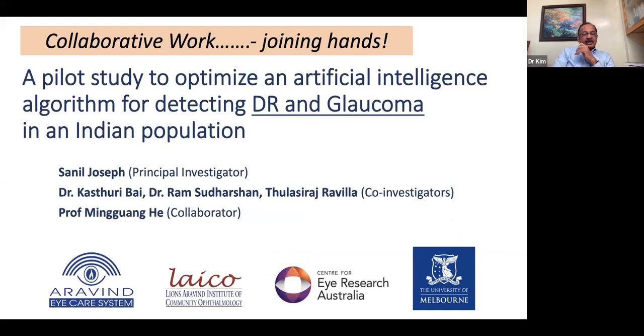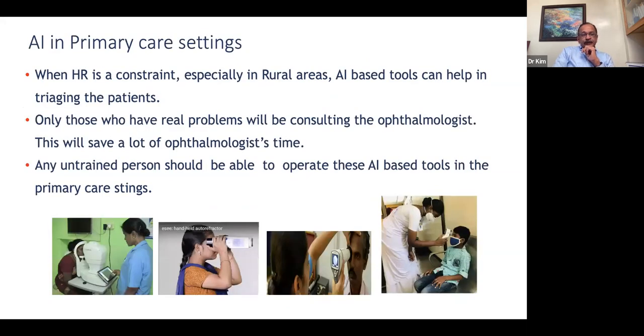Recently, we have joined hands with the Center for Eye Research, Professor Ming and his team, to do a pilot study to optimize an artificial intelligence algorithm for detecting diabetic retinopathy and glaucoma using a specialized fundus camera, which has been worked in Caucasian populations, but to see how it works in an Indian population. This is yet to start, but we'll be starting in the coming few weeks.